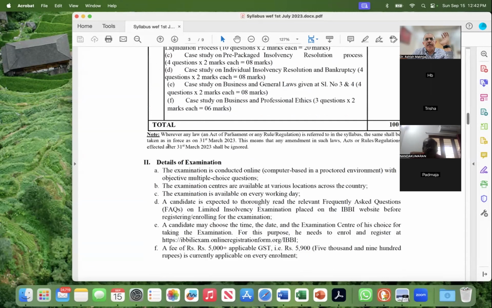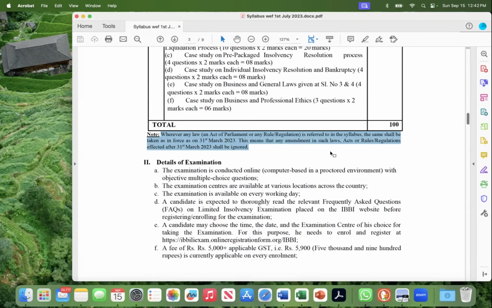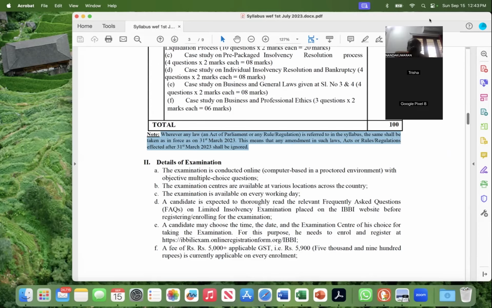I think you must read the note. Look at this. This is the note, sir. IBBI is saying it, sir. I'm not saying it. Where any law is referred to in the syllabus, the same shall be taken as in force as on 31st March 2023. This means that any amendment in such laws, acts or rules, regulations effected after 31st March 2023 shall be ignored. Fine, sir.